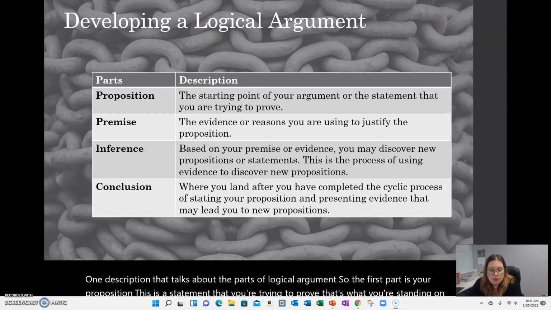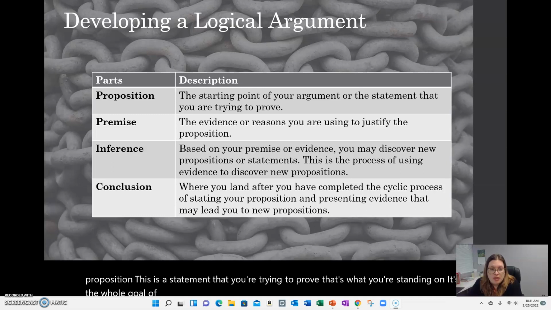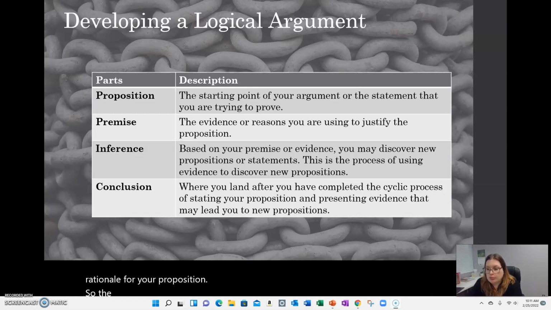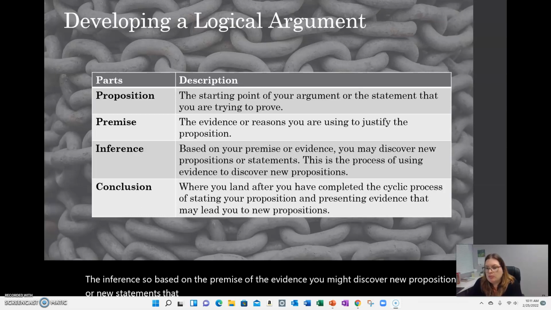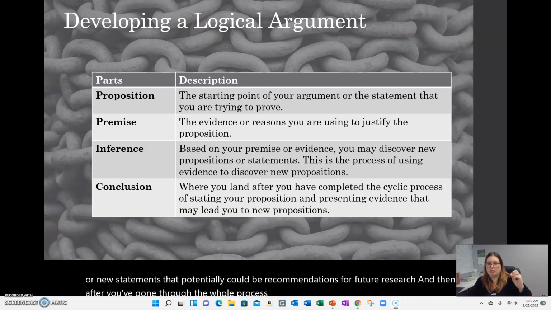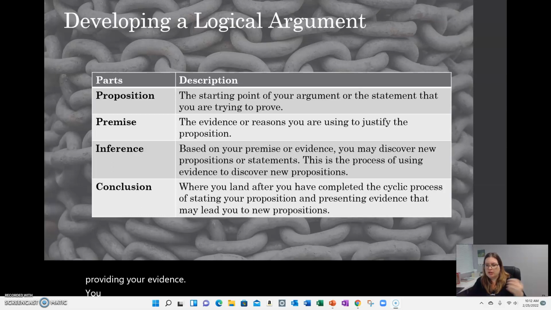It's the whole goal of your dissertation. The premise is the evidence that you're using, the rationale for your proposition. So the rationale for why you want to prove something specific. The inference, so based on the premise and the evidence, you might discover new propositions or new statements that potentially could be recommendations for future research. And then after you've gone through the whole process of stating your proposition, providing your evidence, you may come to another conclusion that will, again, suggest future research.